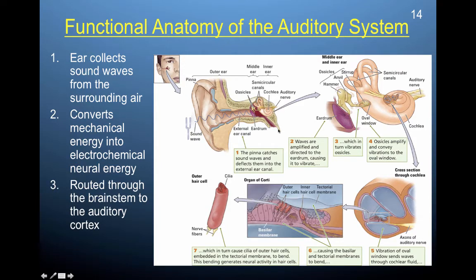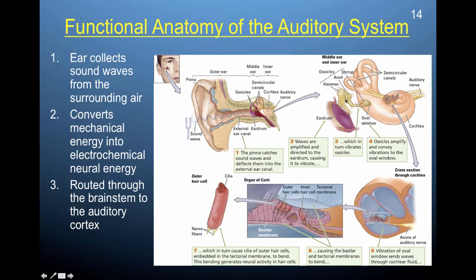So the pinna catches the sound waves and deflects them into the ear canal, and then the waves are amplified and directed to the eardrum, causing it to vibrate. So here's your eardrum right here. Again, this mechanical energy comes in here and it causes the vibration of your eardrum. As this vibrates, it in turn vibrates the ossicles, okay?